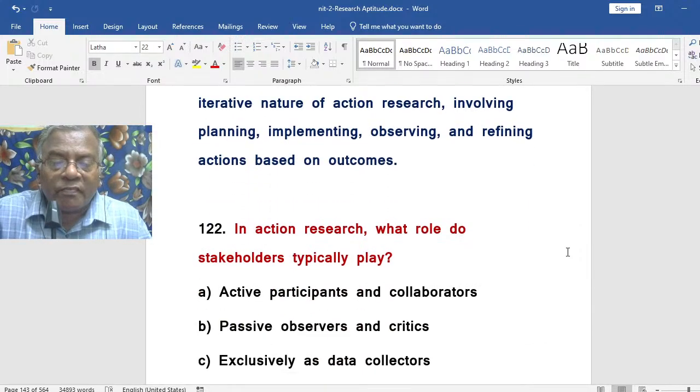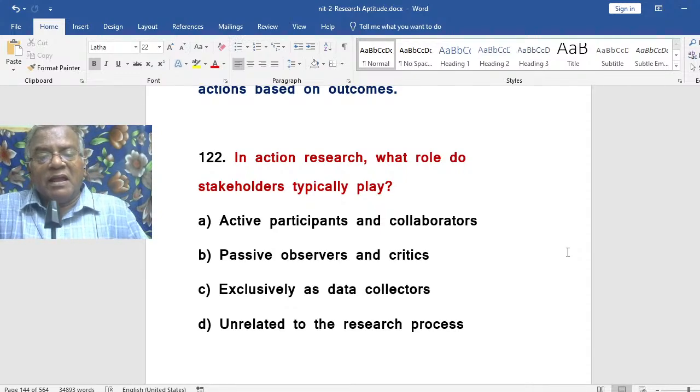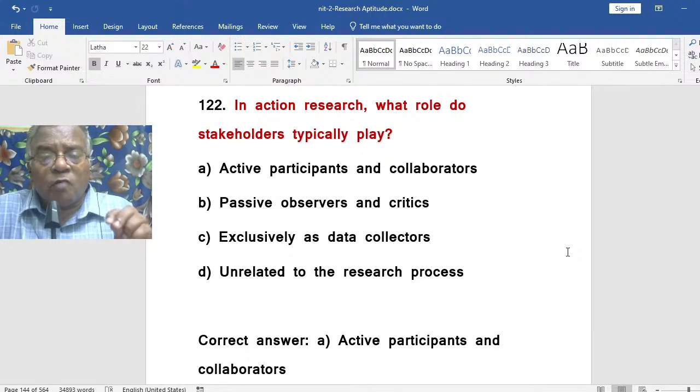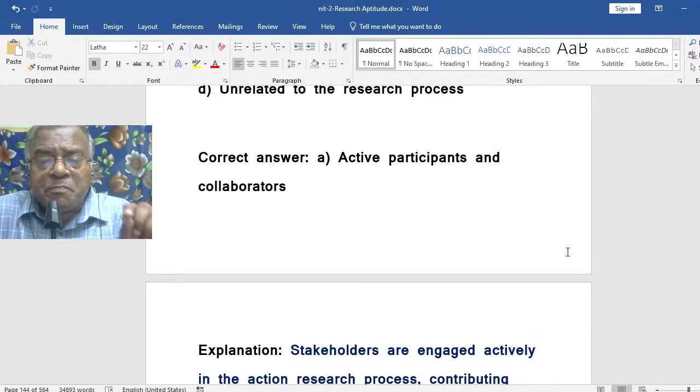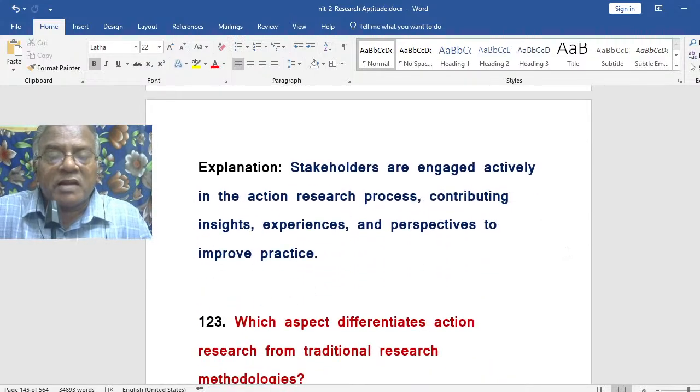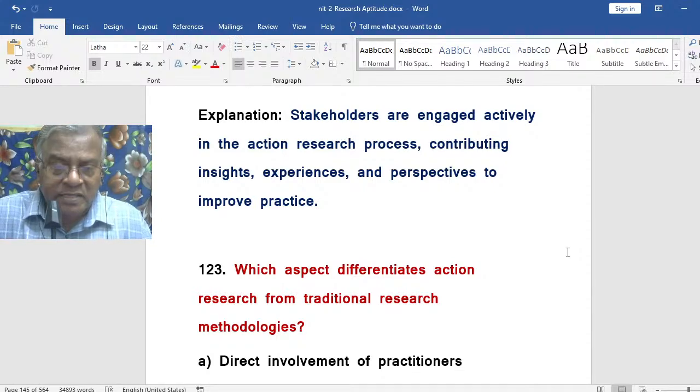In action research, what role do stakeholders typically play? There are four alternatives. Stakeholders, that is parents or experts or government officials or whoever it may be, what role do they typically play in action research? That is active participants and collaborators. That is the right answer. Stakeholders are engaged actively in the action research process, contributing insights, experiences and perspectives to improve practice.